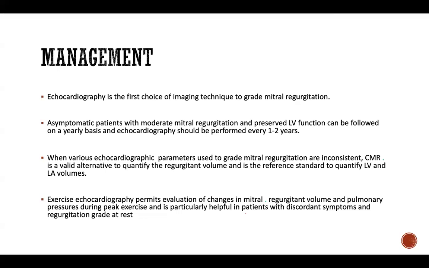When the various echocardiographic parameters used to grade mitral regurgitation are inconsistent, consider other modalities like cardiac MRI or transesophageal echo. And then one point the European Society of Cardiology mentions is exercise echocardiography. If you have a patient with moderate mitral regurgitation that is inconsistent with the symptoms, let's say a patient is symptomatic or presented with moderate mitral regurgitation, think about exercise echocardiography and assess the pulmonary pressure and the mitral regurgitation severity as well.